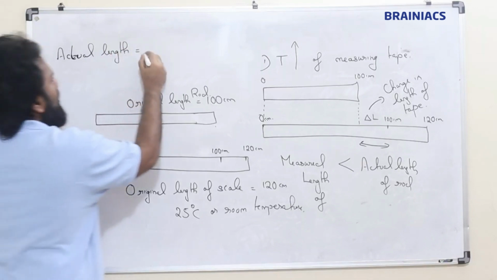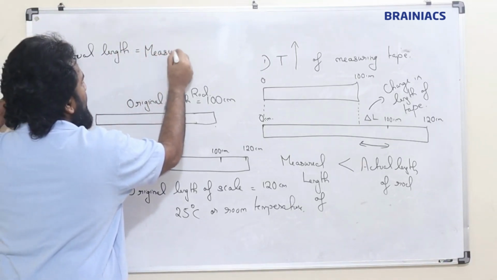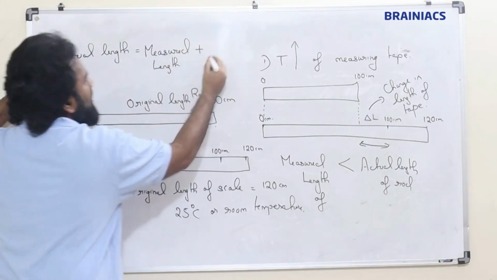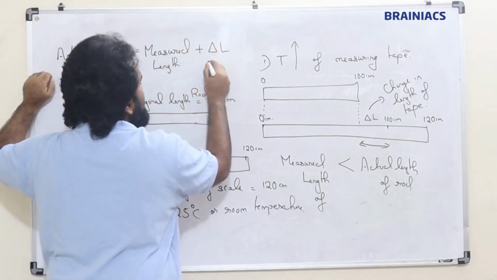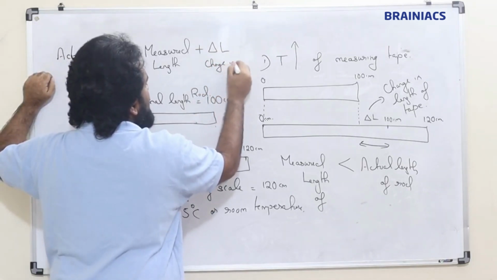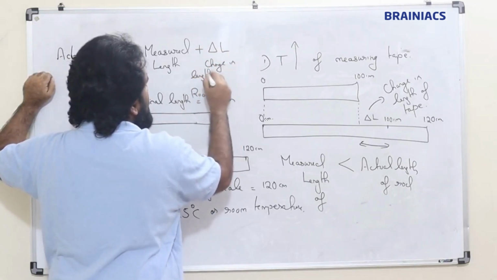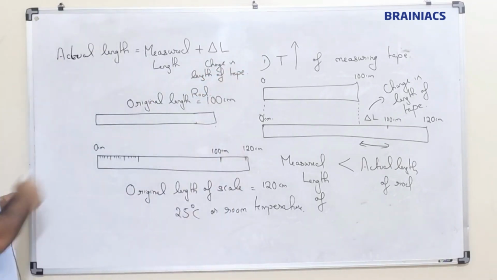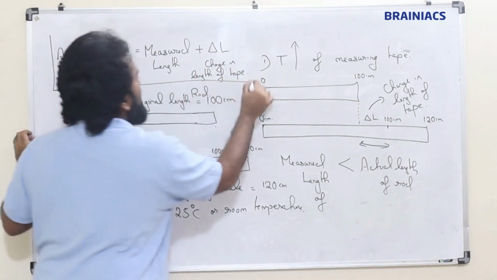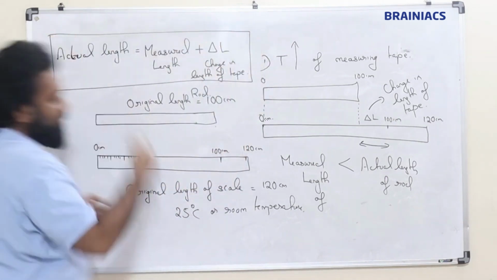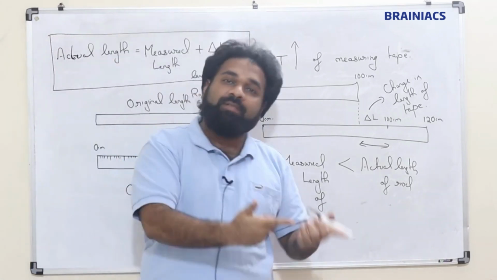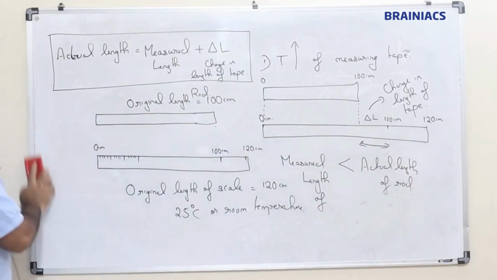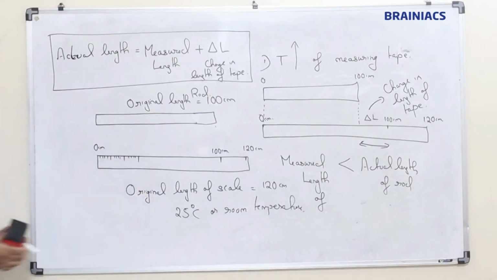Actual length is equal to measured length plus delta L, that is, change in length of tape. Actual length is equal to measured length plus the change in length of the tape. Okay, clear? Now second case. Okay, note it down.